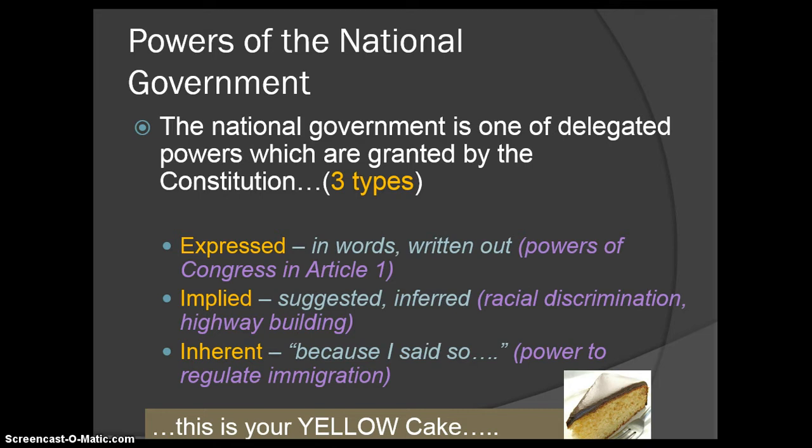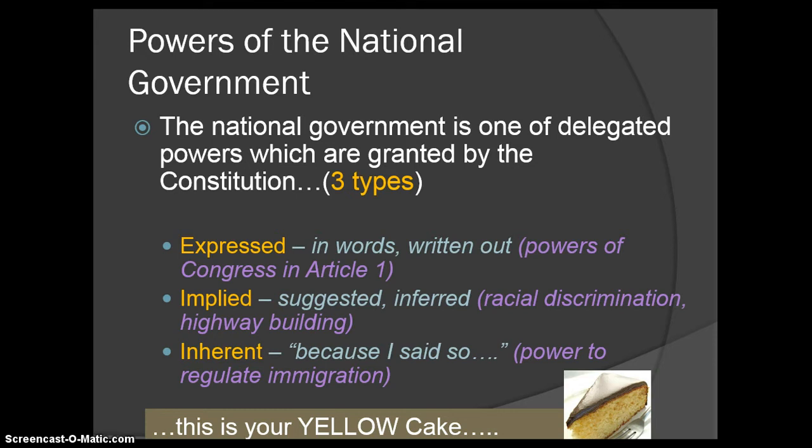Inherent is probably the more difficult to understand of the three, and that is this "because I said so" excuse. If you've ever asked your parent or guardian, can I go do this? Can I go to this party? Can I go see a movie with my friends? And they say no. And you say, why? And they say, because I said so. And that is their right as your parent to say no.